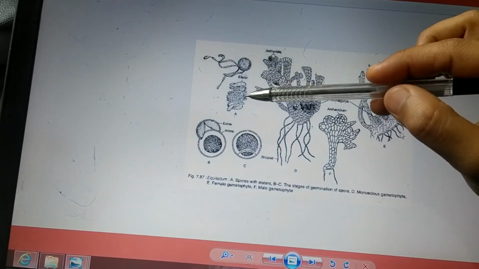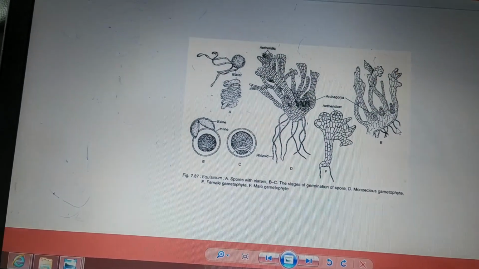Once they are open, they are going to disperse the spores. Thank you.